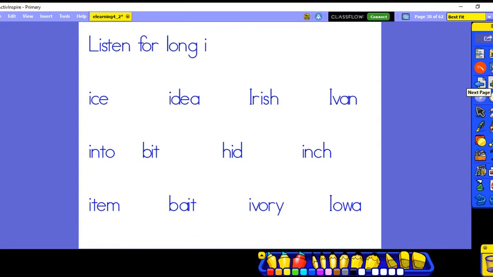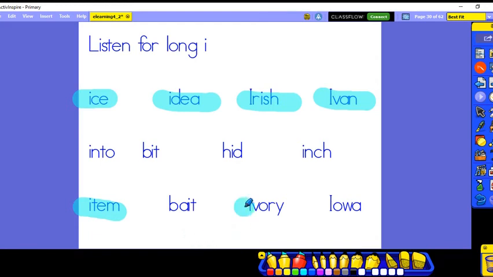Okay, now let's listen for a long I. And I want you to make that I sound when you hear it. Ice, I. Idea, I. Irish, I. Ivan, I. Into, I. Bit, I. Hid, I. Inch, I. Item, I. Bait, A. Ivory, I. Iowa, I.